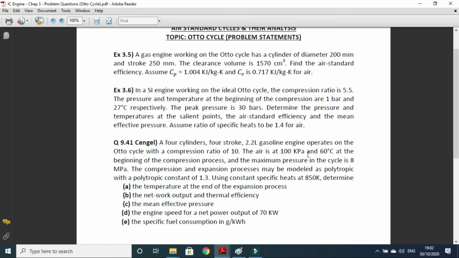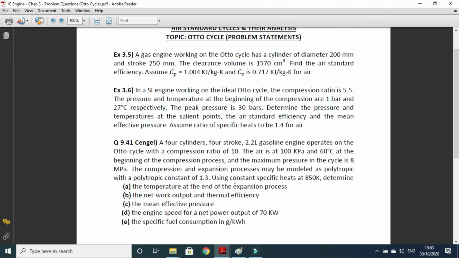The air is at 100 kilopascal and 60 degrees Celsius at the beginning of the compression process. T1 and P1 are given. Maximum pressure in the cycle is 8 megapascal. Maximum pressure is given, 8 megapascal will be 8000 kilopascal. The compression and expansion processes may be modeled as polytropic processes with a polytropic constant of 1.3. So you need to use this n value 1.3 instead of k equal to 1.4.